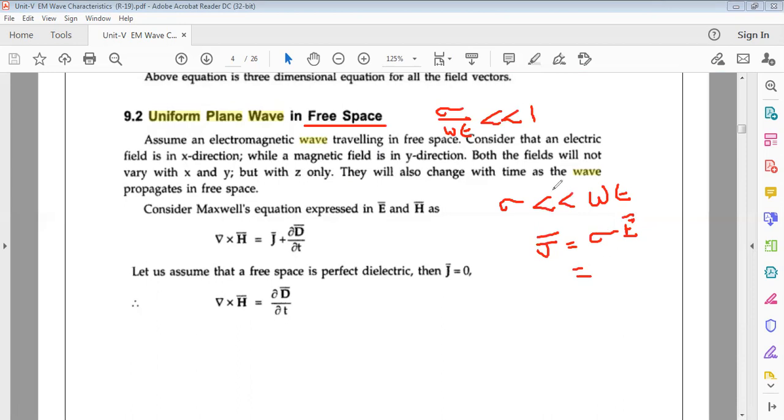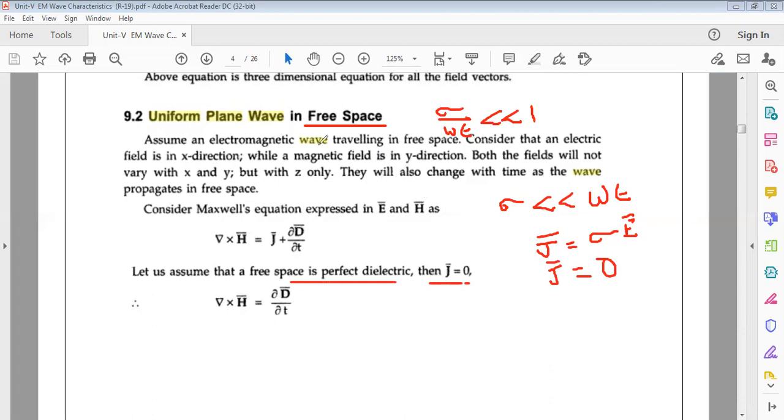Got it, my dear students? Sigma, the conductivity, is very, very less here. In the dielectric, the conductivity is very less. So, sigma is equal to 0. J bar is equal to 0. Then it becomes a perfect dielectric. J bar is equal to 0. The equation becomes del cross H bar is equal to dou D bar by dou t.